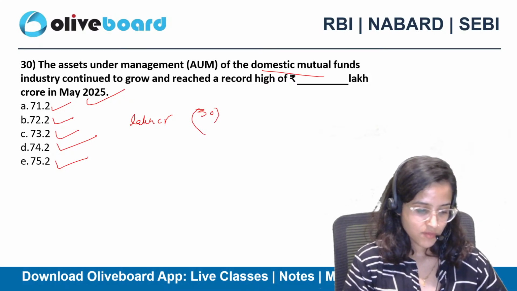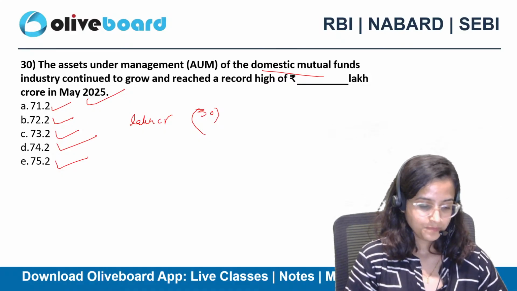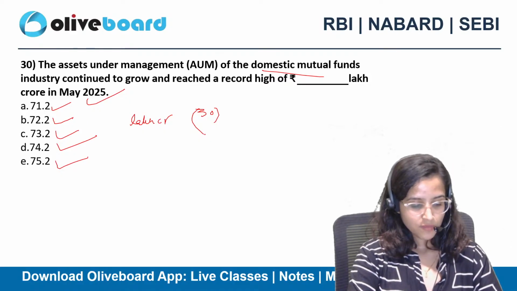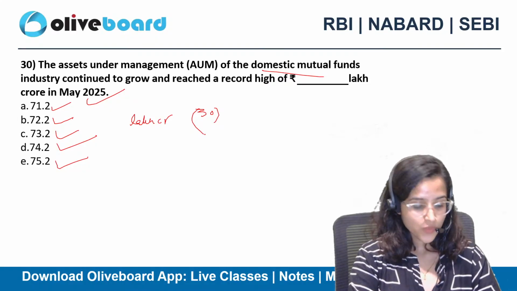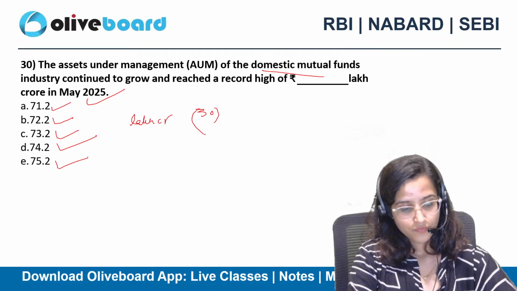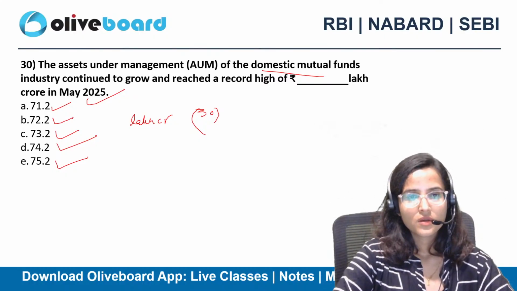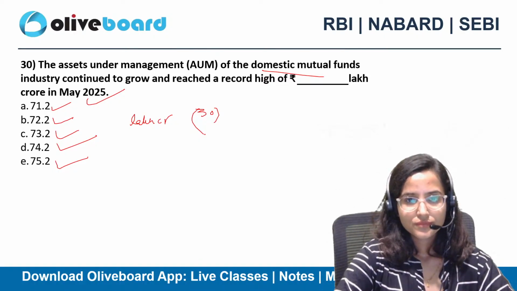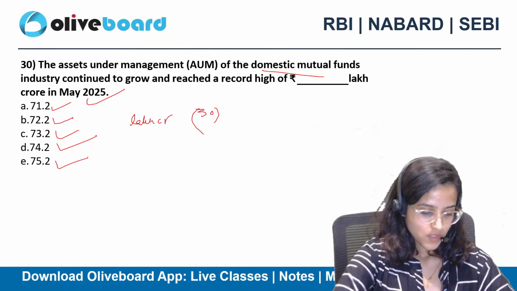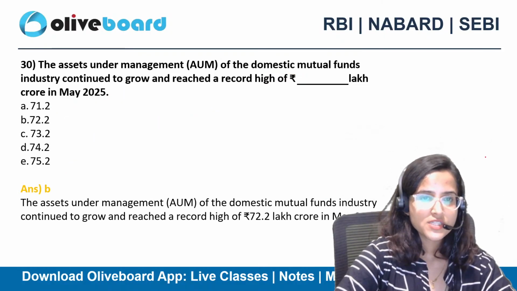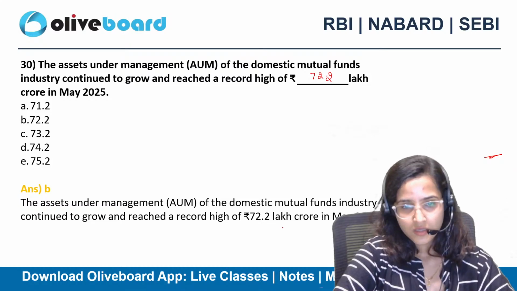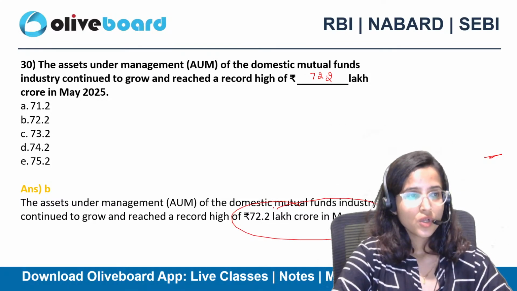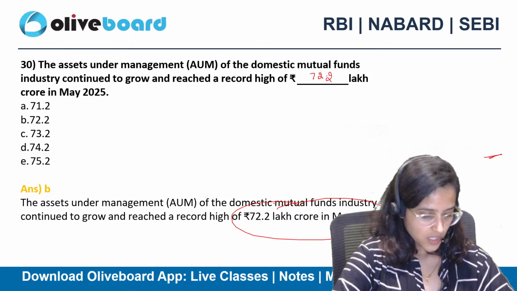30. Anurag has given me B as the answer. Hmm, hmm. John has given me D as the answer. Anybody else? Quickly, I want answers quickly from all of you. So the answer is B, which is 72.2. 72.2 lakh crore. ठीक है? Okay, in May 2025. So your answer was B, and Anurag gave me the correct answer, right?